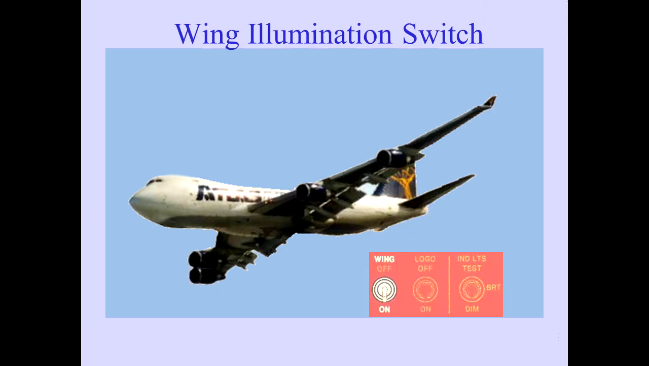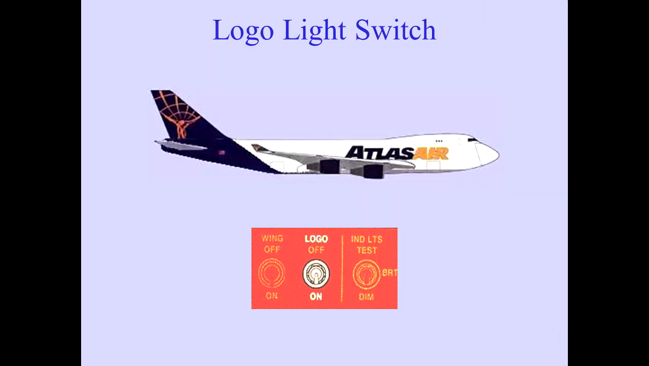The wing illumination switch controls flush-mounted lights on each side of the fuselage. These lights illuminate the wings and engine nacelles. The logo light switch controls two spotlights installed on the horizontal stabilizers, which illuminate the vertical stabilizer.